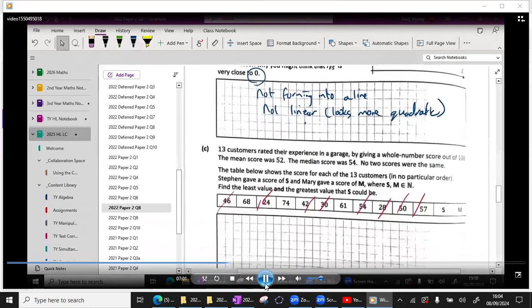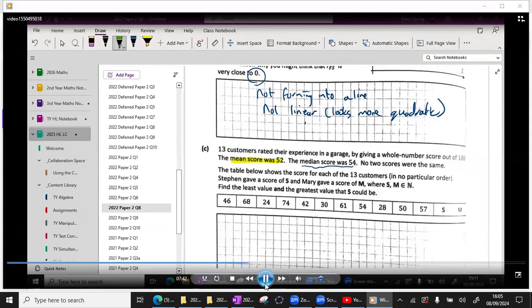13 customers rated their experience in a garage by giving a whole number score out of 100. The mean score is 52, and the median score was 54. No two scores were the same. Okay, so we've no repeated values here. The table below shows the score for each of the 13 customers in no particular order. Stephen gave a score of S and Mary gave a score of M, where S and M are elements of N. In other words, they're whole positive numbers. Find the least value and the greatest value that S could be.